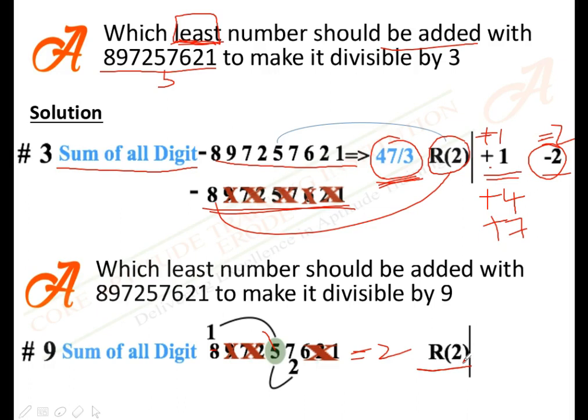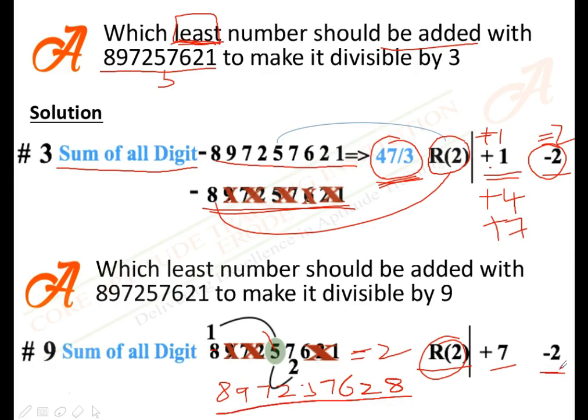So in that case, the remainder will be 0, correct? So the least number to be added is 7, and what is to be subtracted? You already have 2 extra, so if you remove the 2 extra, again that number will be divisible by 9, correct? So overall, if you make this number 8, 9, 7, 2, 5, 7, 6, 2, 8, this number will be divisible by 9, correct?